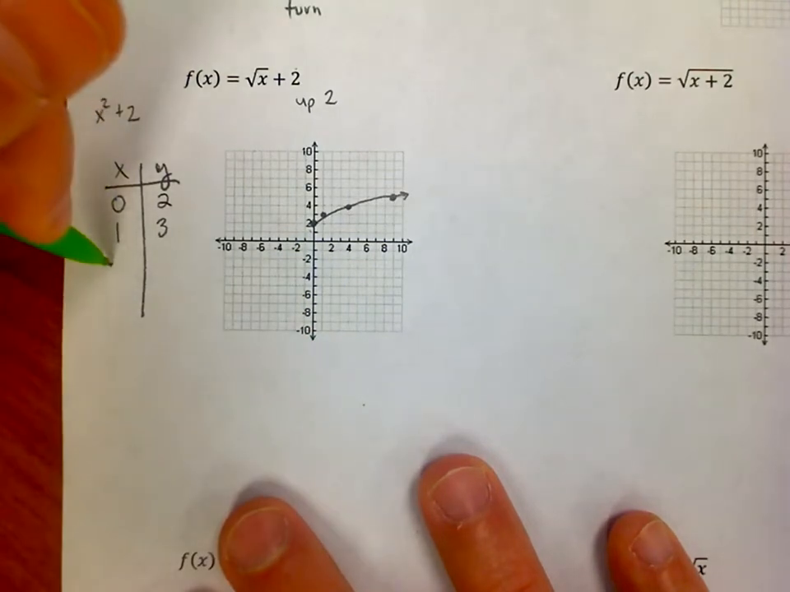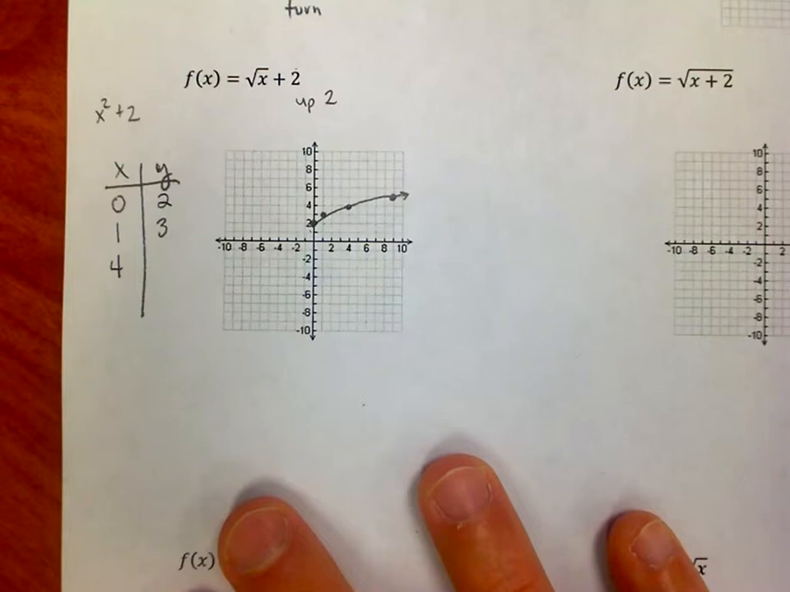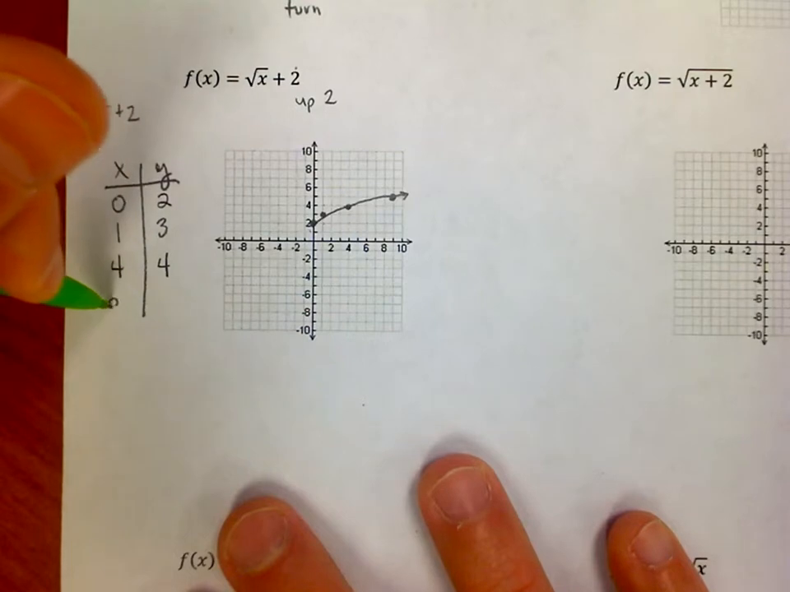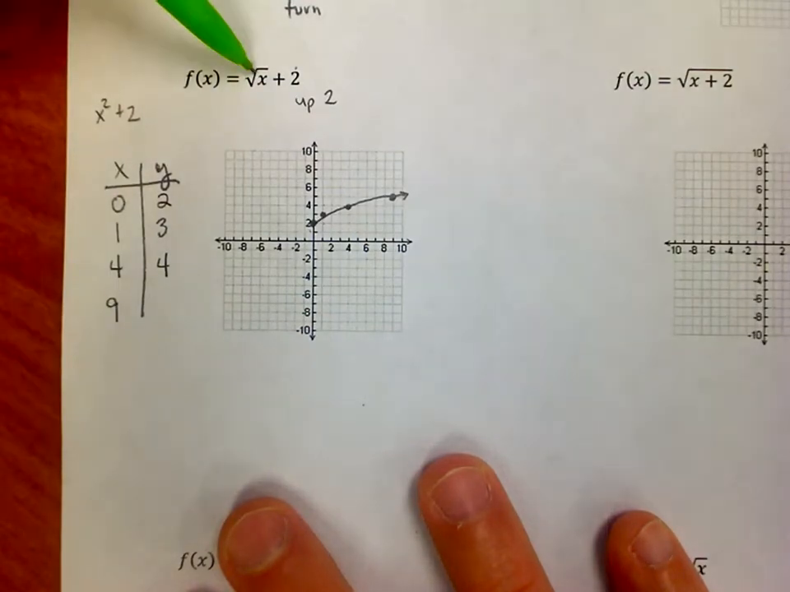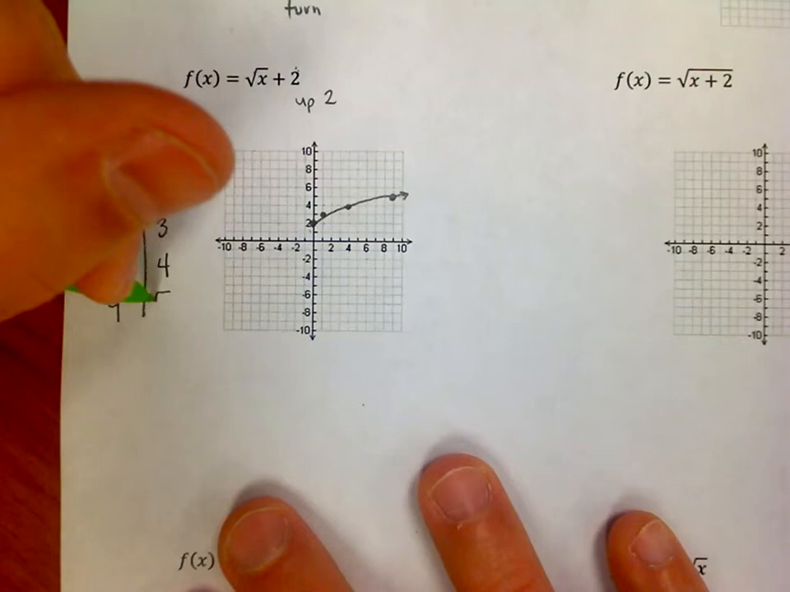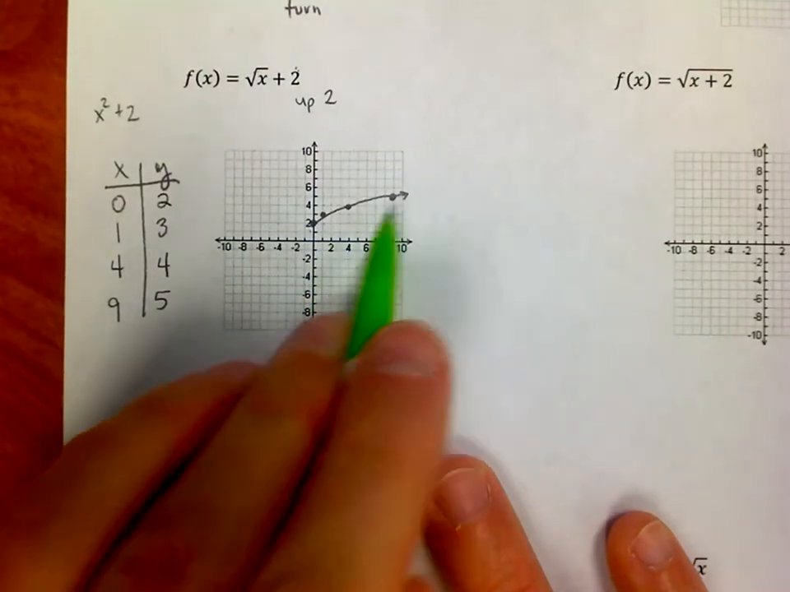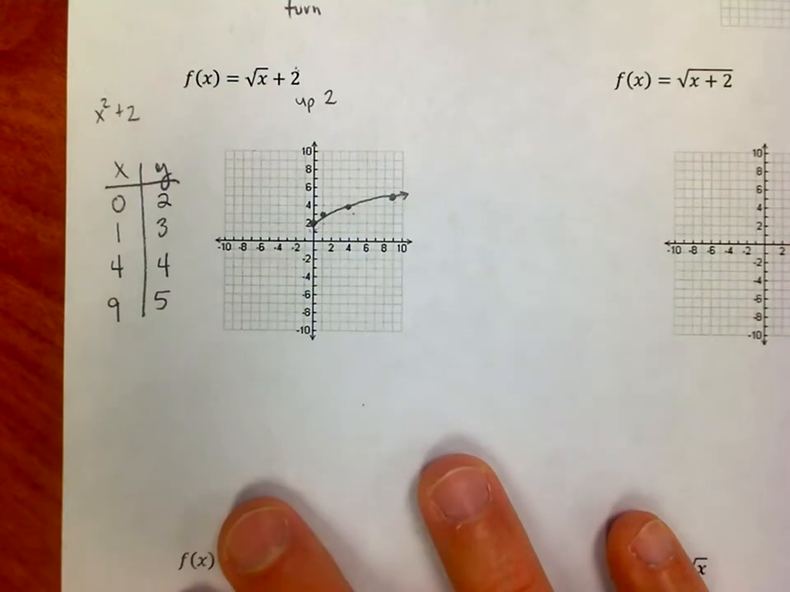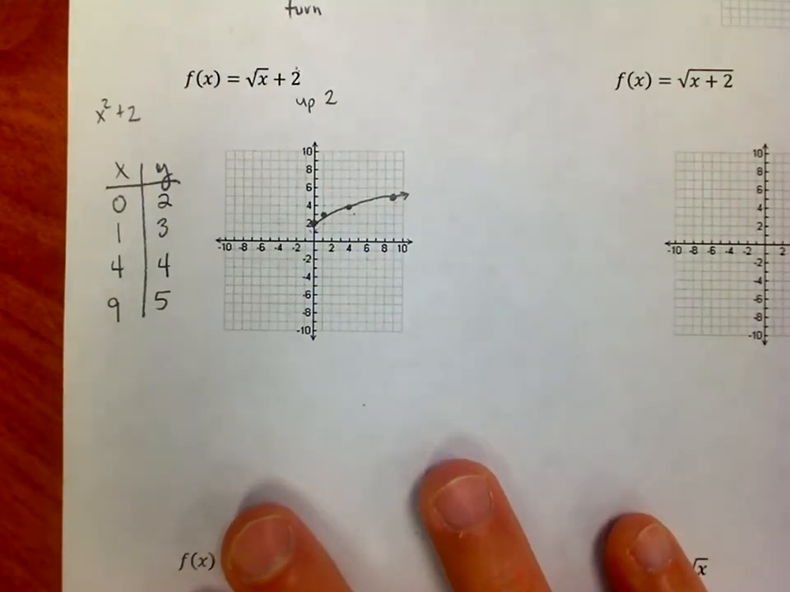I know the square root of, not 2 or 3, but I know the square root of 4, so I'm going to choose that. The square root of 4 is 2, and 2 plus 2 is 4. And I know the square root of 9. The square root of 9 is 3, and 3 plus 2 is 5. And you can see that the same dots get graphed here: 0, 2, 1, 3, 4, 4, 9, 5, and I still get the same graph. So, use a t-table if you want to, all right?